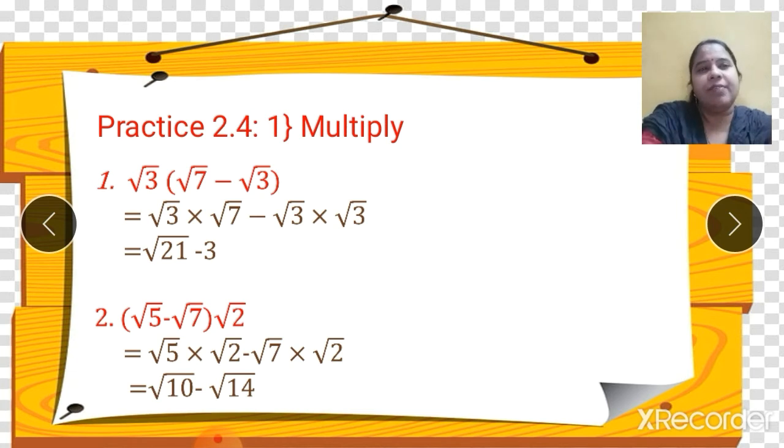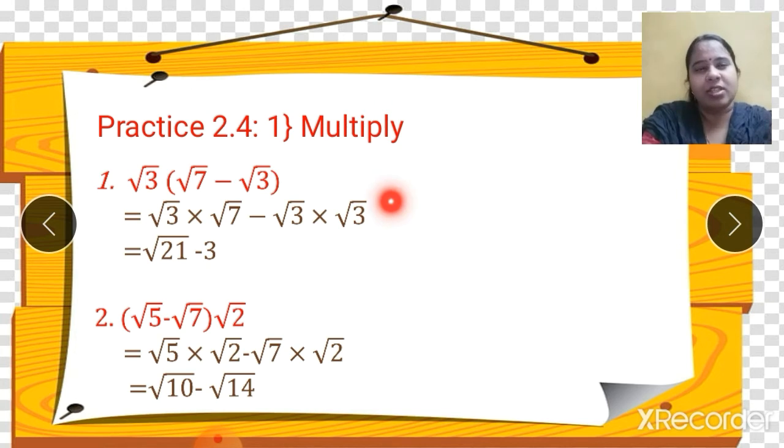Now I have taken a small part from 2.4 because it is based on multiplication, which we have already learned. What is the difference then? It is multiplication of a surd with a binomial quadratic. Yes, this we have learned just now. Two terms, and this is only one term. And the question is to multiply.